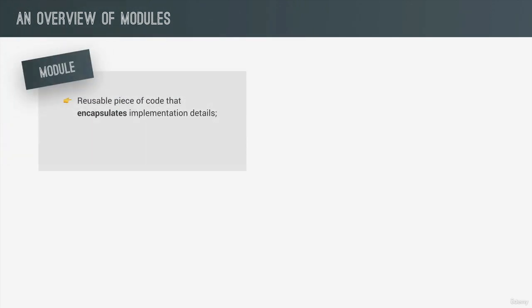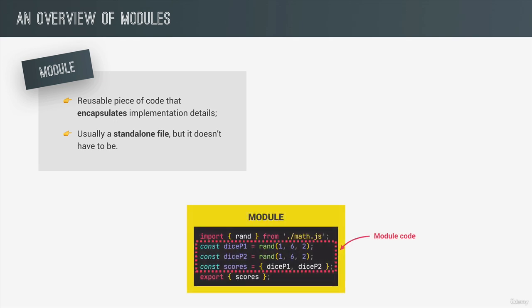So essentially, a module is a reusable piece of code that encapsulates implementation details of a certain part of our project. Now, that sounds a bit like a function or even a class, but the difference is that a module is usually a standalone file. Now, that's not always the case, but normally when we think of a module, we think of a separate file. So, of course, a module always contains some code, but it can also have imports and exports.